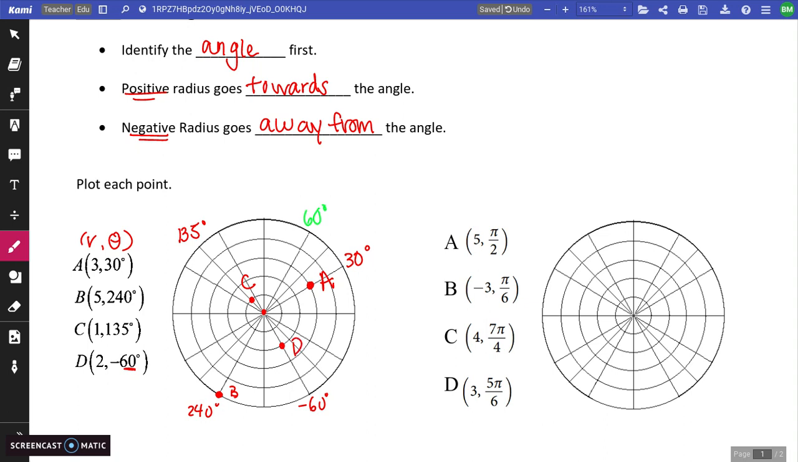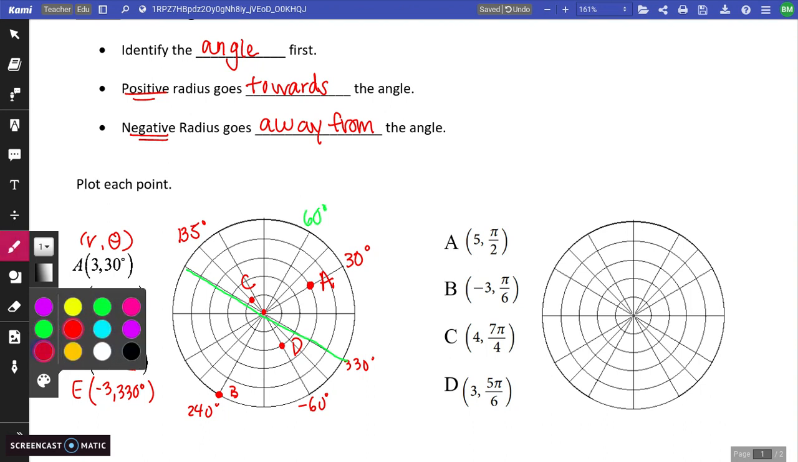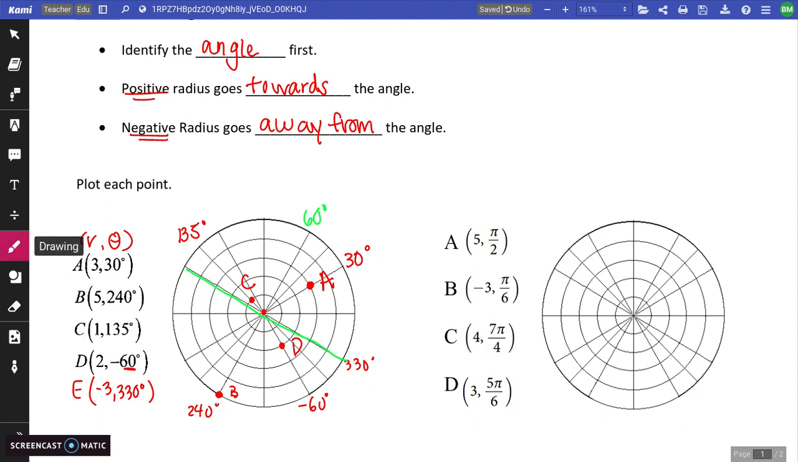Point D. I want to add one more point here. Negative 3, 330 degrees, just to practice a negative radius. So I'm going to find the angle first. 330 is in quadrant 4. And then negative 3 says to go away from the angle. So if I highlight the angle going all the way across, I'm going to actually end up in quadrant 2. So I'm going to count 3 units going in quadrant 2 on that same angle. So I'm up here for point E. So negative radius goes away from the angle.